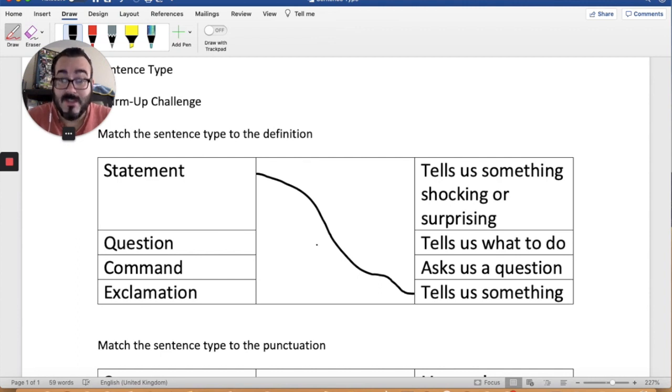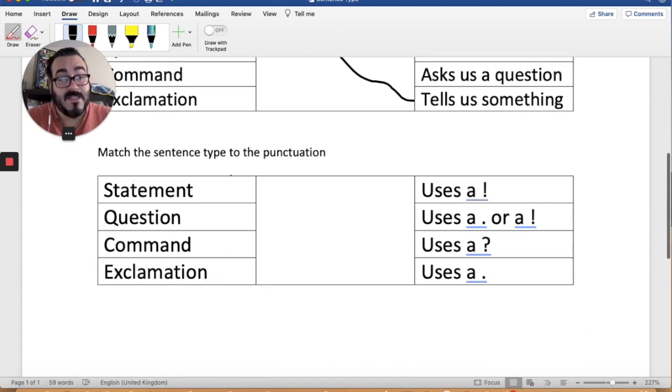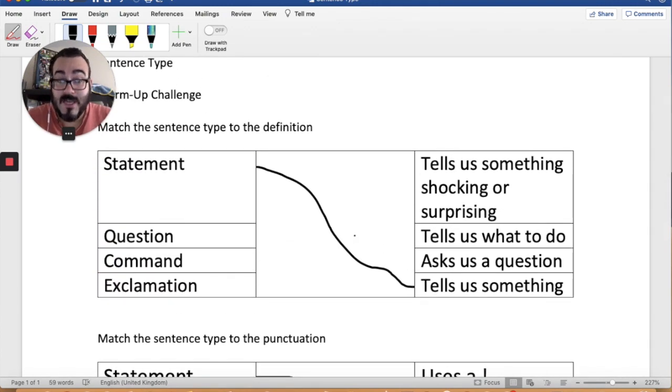So this is the first part of the warm-up challenge. And there's another part for you to do as well, and we'll check it all together afterwards. Match the sentence type to the punctuation. So again, we have the four sentence types here: statement, question, command, exclamation. And we have uses an exclamation mark, uses a full stop or an exclamation mark, uses a question mark, uses a full stop. Well, a statement, I know that always has a full stop, so join those two up. There we go. Now it's your turn. Complete the two warm-up activities, and we will check them together in just a moment.